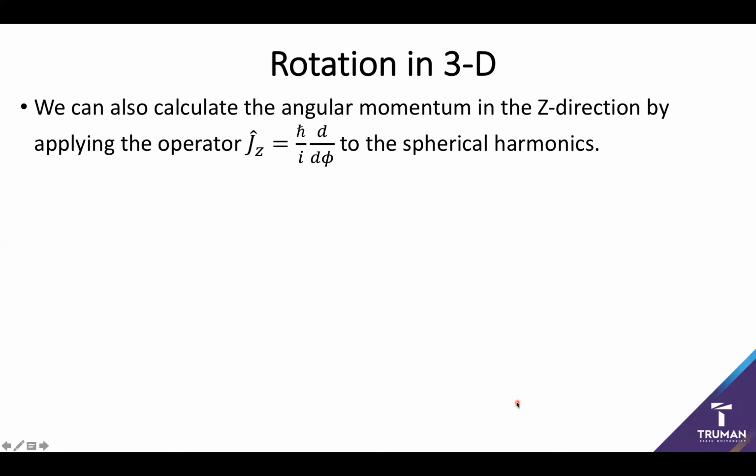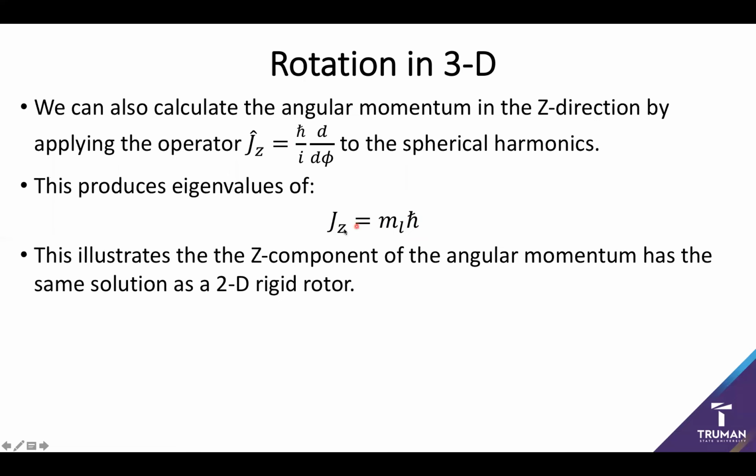However, we are to a certain extent saved by the fact we already solved a two-dimensional system. So we can actually apply the angular momentum in the z direction, again, same operator as before, to our spherical harmonics. And it's going to produce the same eigenvalues we had before: our m sub L value times our h bar. So again, we're going to get the same sort of angular momentum in the z direction as we did with the two-dimensional rigid rotor.